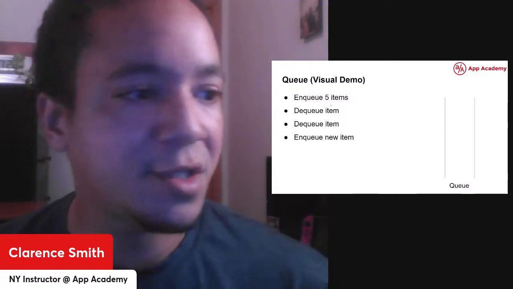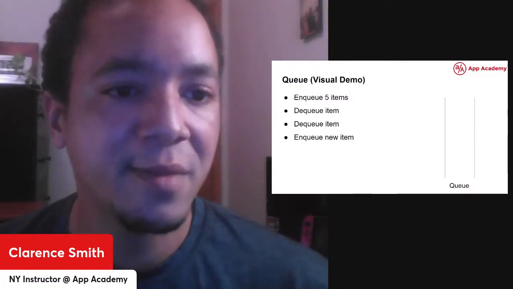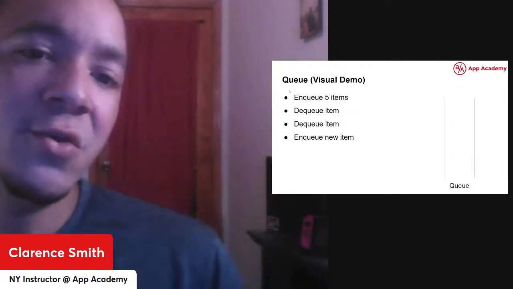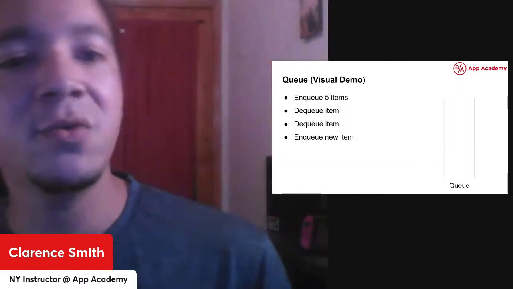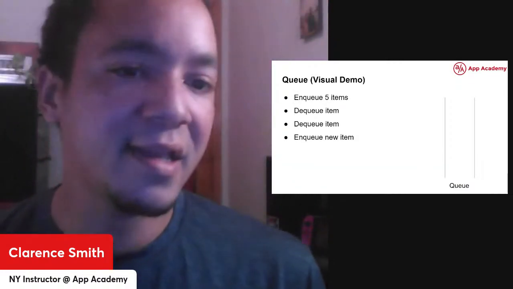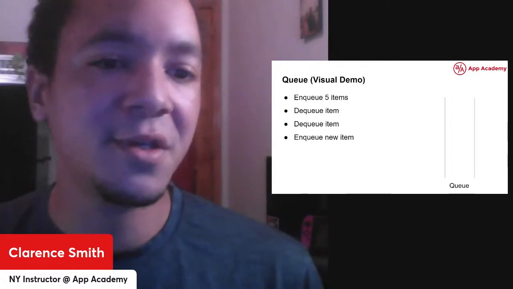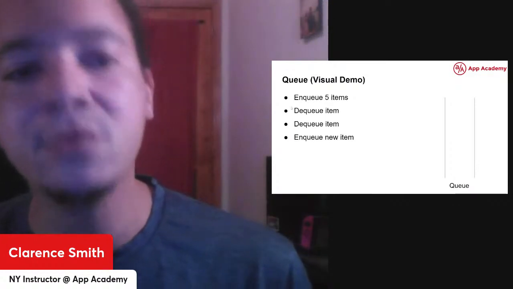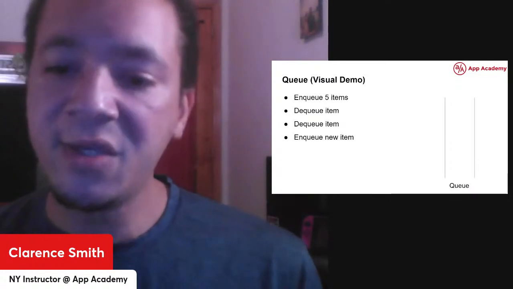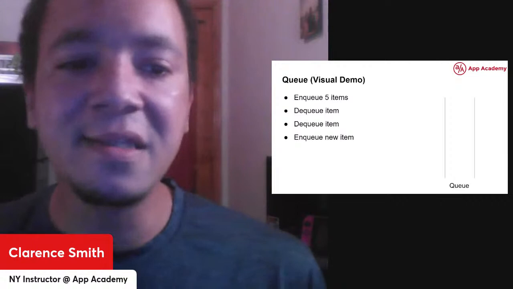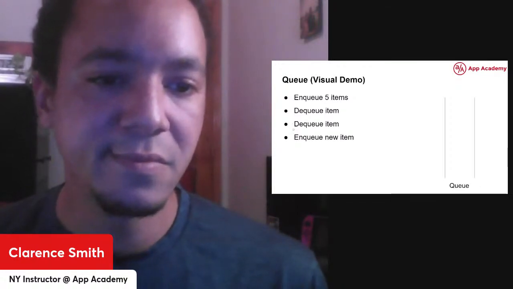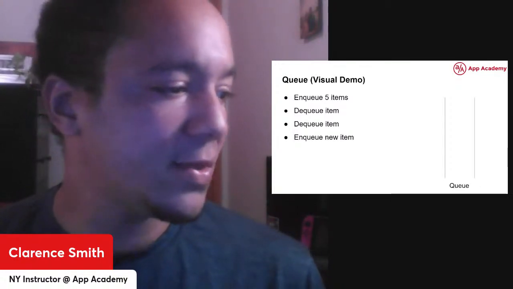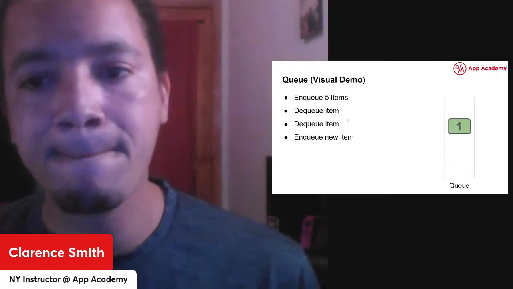Some lingo that you should know. The first bullet point, to enqueue, or enqueue 5 items. All that's saying is put 5 items on the queue. The next bullet points both say to dequeue items. When you dequeue, an item is leaving the front of the queue. And then we're going to enqueue a new item. Let's see what that looks like.